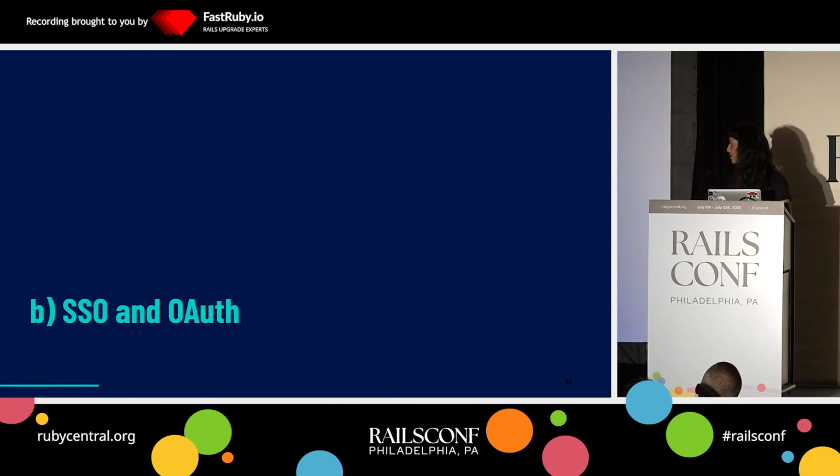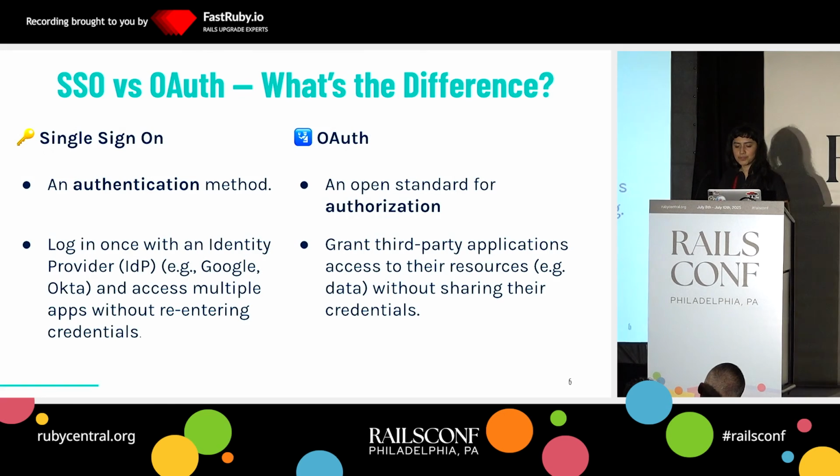login flow, which is SSO and OAuth. So if you're wondering what's the difference, I didn't know it quite well, so I had to investigate. So SSO stands for single sign-on, and it's an authentication method. So it means you can log in once with an identity provider, such as Google or Okta, Meta, whatever, and then you can access multiple apps without re-entering credentials. So it's like you log in to Google, Gmail, and then you can access YouTube, Drive, anything. Whereas OAuth is an open standard for authorization.